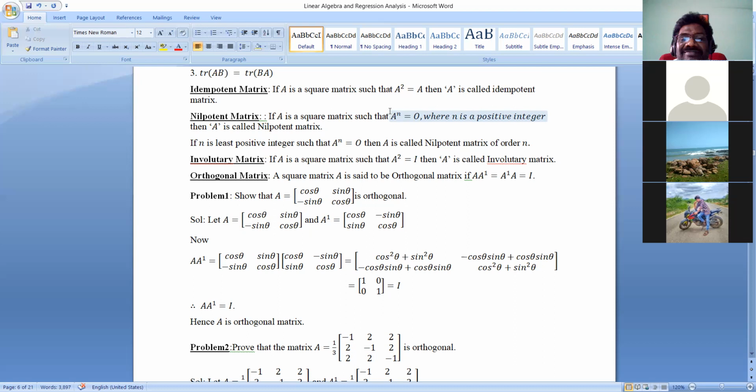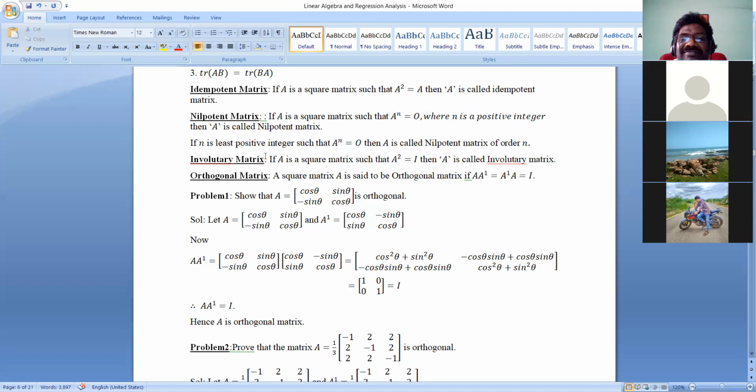So if any integral power of a square matrix A is equal to a null matrix, that matrix is called a nilpotent matrix. If n is the least positive integer such that A power n equals O, then A is called a nilpotent matrix of order n. Whether n is 2 or 3 or whatever, it must be the least positive integer; only then do we call this matrix a nilpotent matrix.